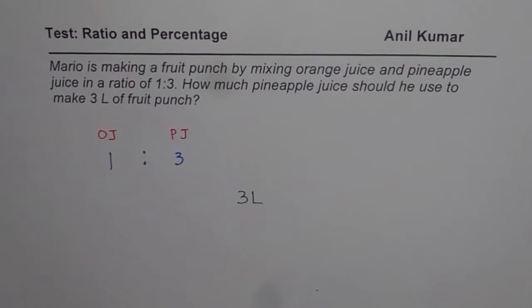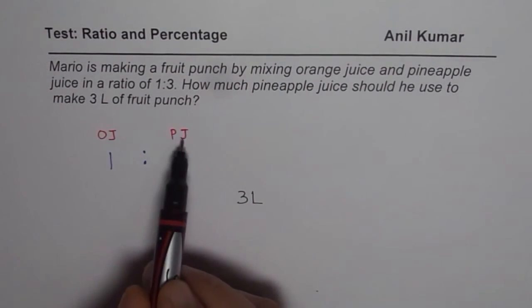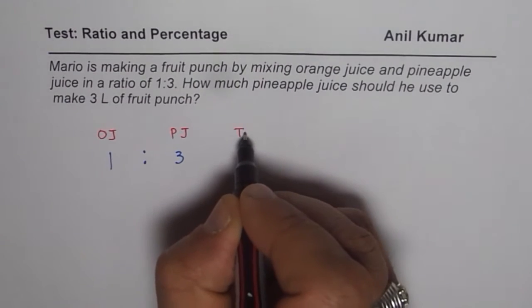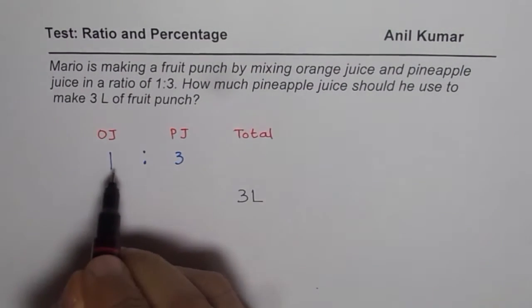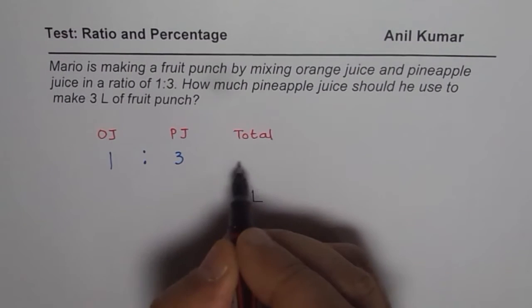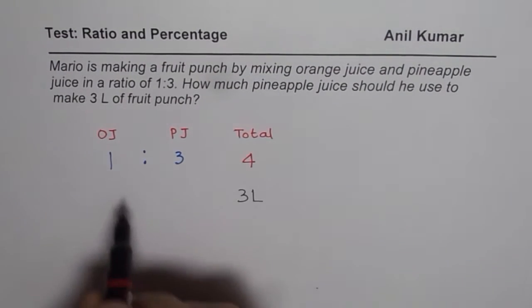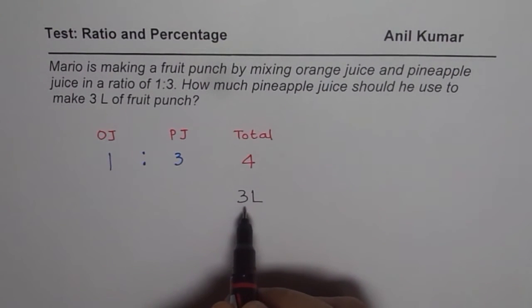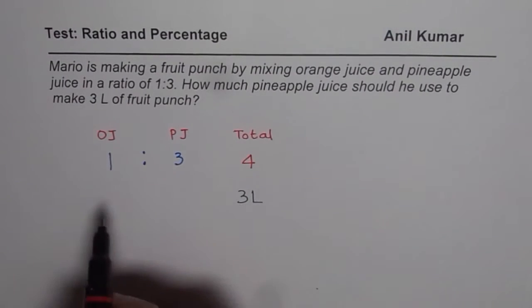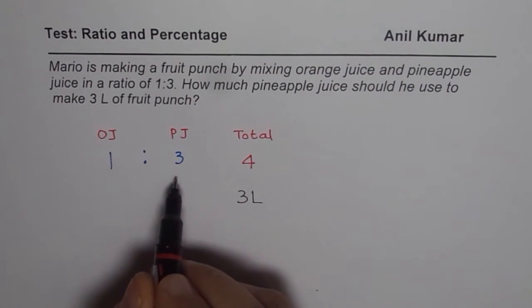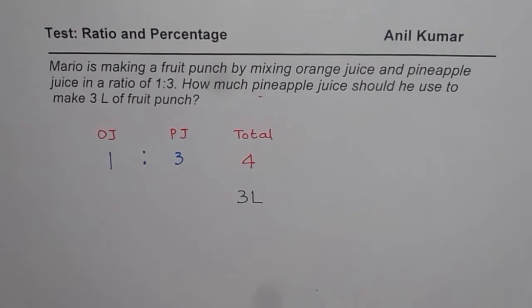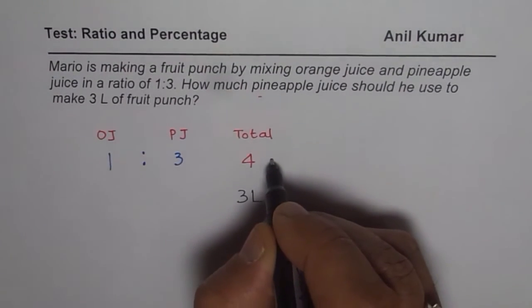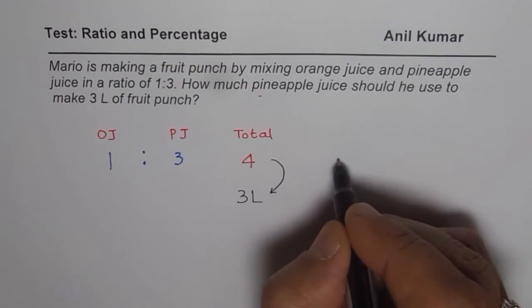How are you going to do it? The idea here is, when you mix these two quantities, what total do you get? So add them. When you add 1 and 3, you get a total of 4. Now you need a total of 3 liters. So in 3 liters, how much should be orange juice and how much should be pineapple juice? We are mainly interested in pineapple juice for this particular question. For that, we need to find a scale factor. When you go from 4 to 3 liters, what is the scale factor?